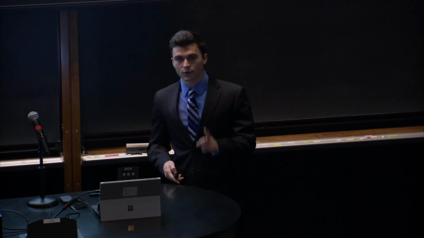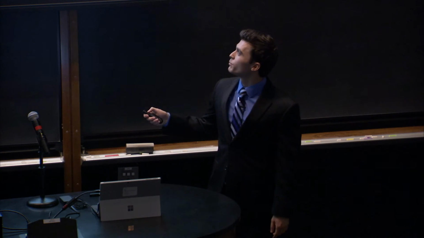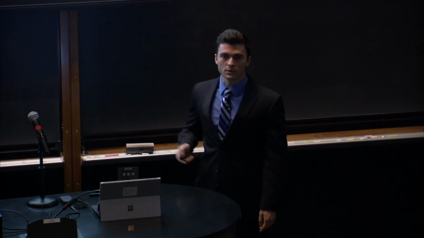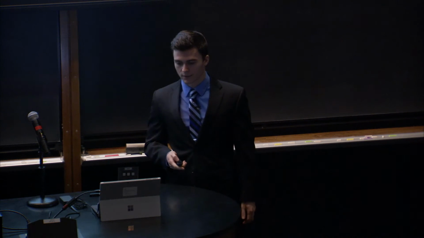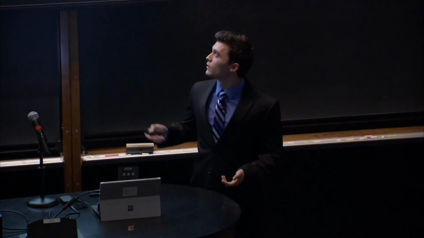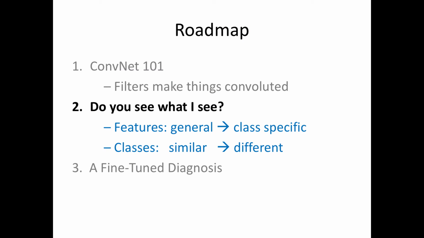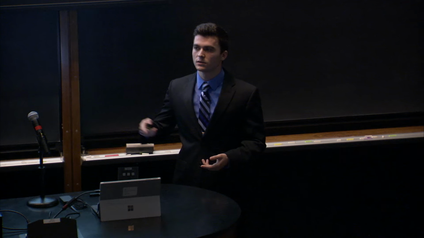And so we'd like to further summarize this trend by, let's say, plotting the R-squared values of each of these plots throughout the network. And so we get something like this. Indeed, the R-squared value deviates from 1 the deeper you go in the network. And so what are our conclusions from all of this? Well, from the video, we learned that features go from general to class specific, and from the case study, we learned that classes go from similarly represented to different.